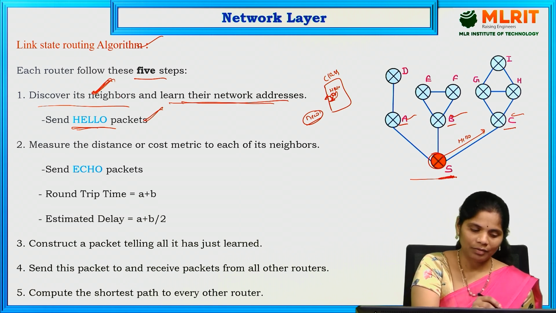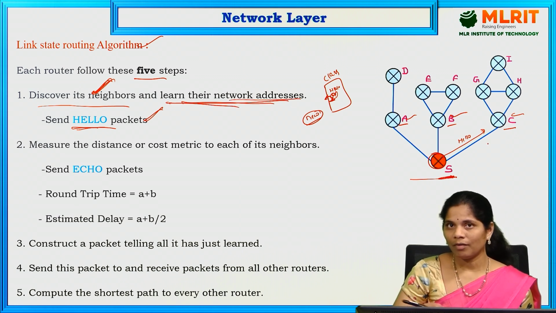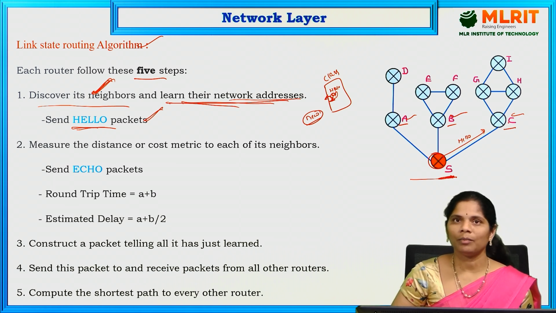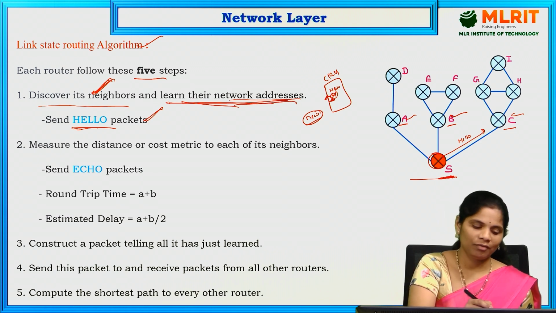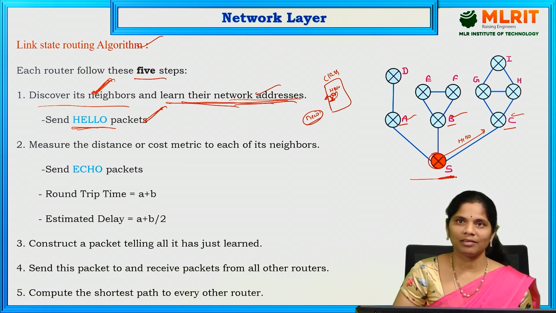After discovering the neighbor, you have to learn the network address. Whenever we say hello, next we ask what your name and address are, right? That is how we learn the network address. By sending hello packets, we learn about the nearest neighbors and their addresses. That is the first step.